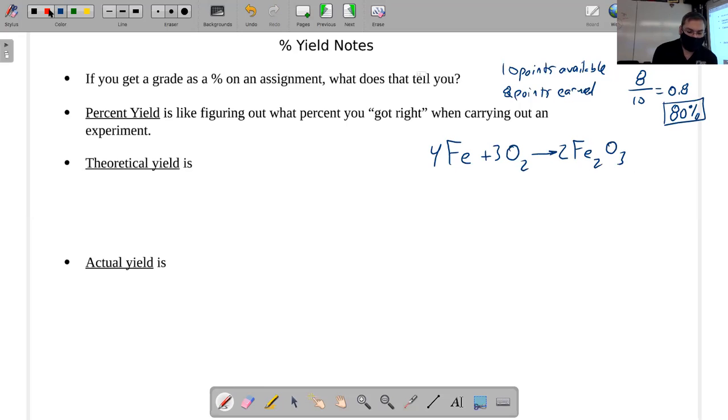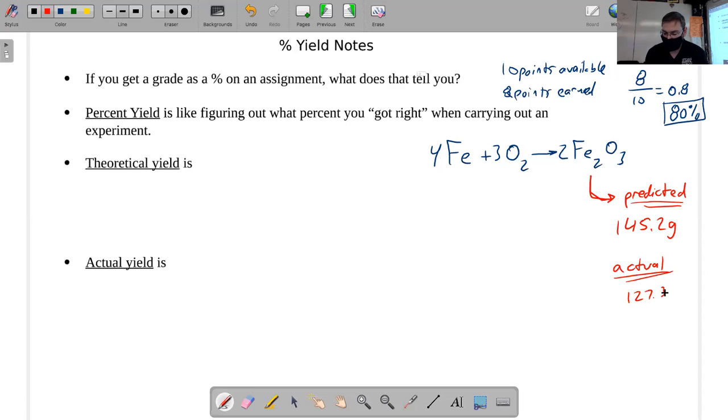So let's say that when we make the chemical reaction happen, we predict that we will end up with 145.2 grams of the product. This is like a predicted amount. But then the actual amount that we get is 127.3 grams. We actually get less than we predict, much like in an assignment worth 10 points, you don't actually get as many points as you should. This predicted amount of product that you should get is called the theoretical yield.